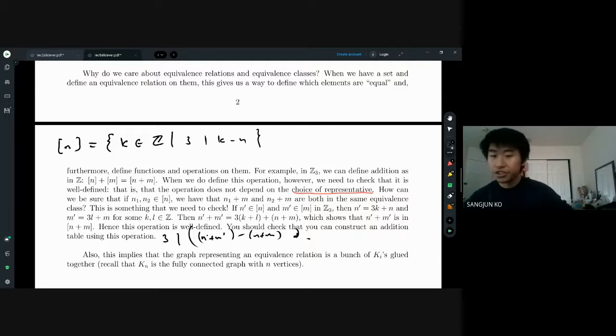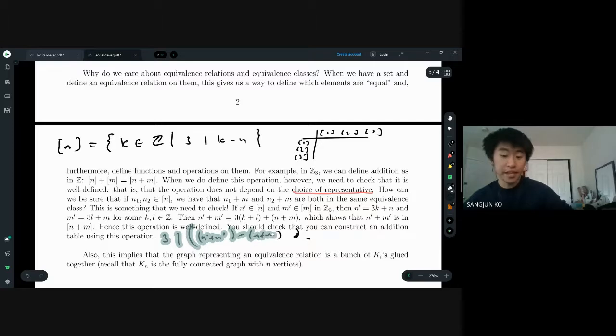You can construct an addition table using this operation, meaning you can just write 1, 2, 3 along the top and side, similar to how you constructed multiplication tables in grade school. Analogously, you can also define multiplication in Z3, and it is exactly what you would expect. The equivalence class of n times the equivalence class of m is equal to the equivalence class of n times m.